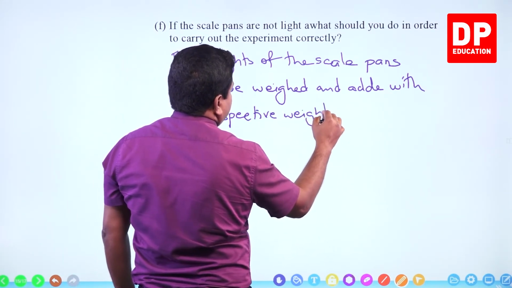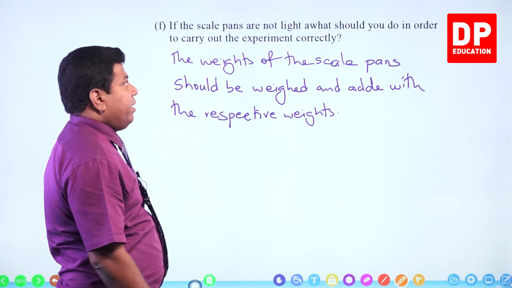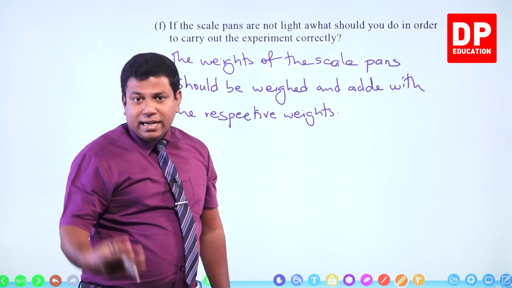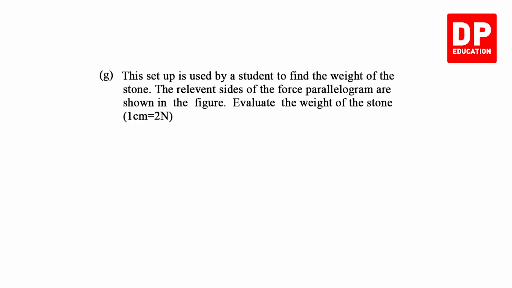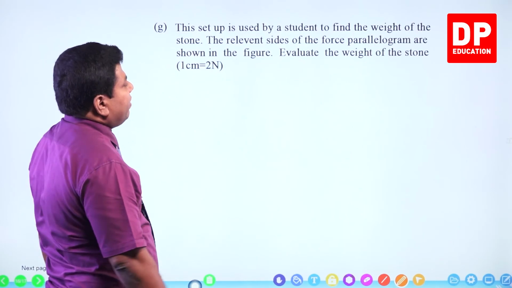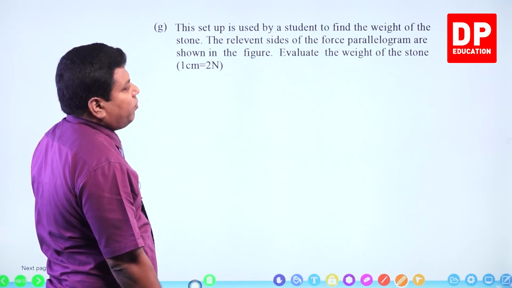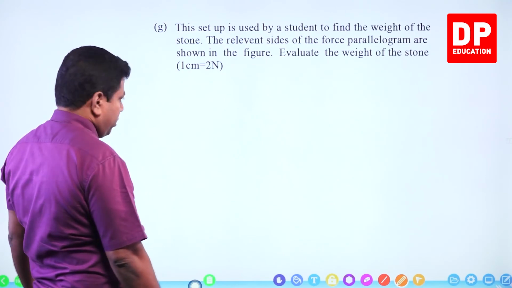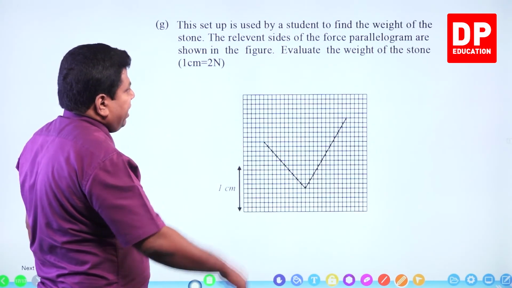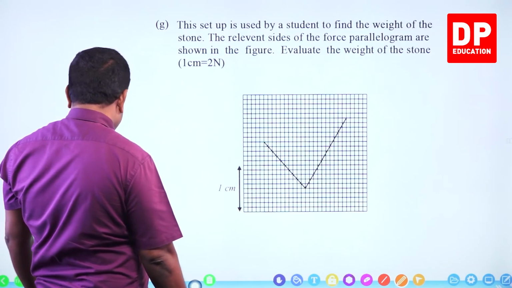That is one option. The other option is to remove the scale pans and directly connect the weights. This setup is used by a student to find the weight of the stone. The relevant sides of the force parallelogram are shown in the figure. Evaluate the weight of the stone. Right, this is the figure we have.